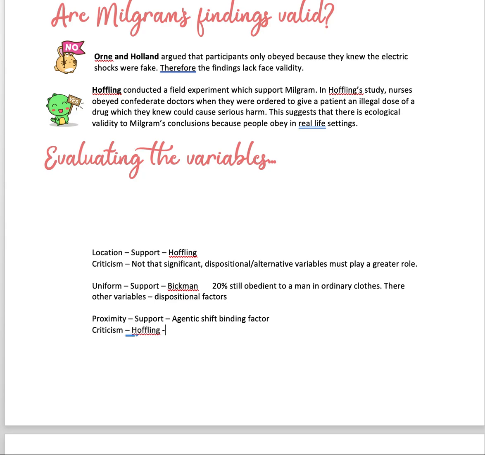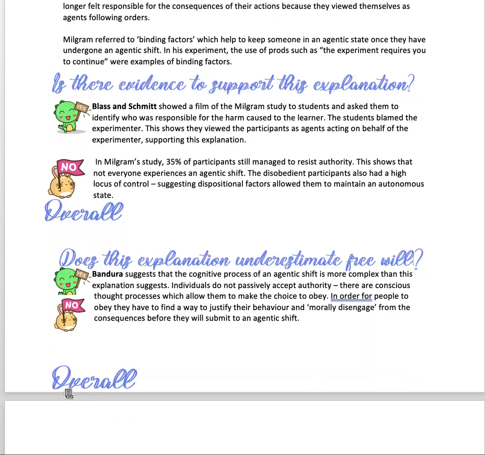And then the criticism for proximity, you can use Hofling, and you can say that the doctors gave the orders over the phone and the nurses still obeyed. So they don't need to be in close proximity in order to obey in a real life setting. So therefore, it may not be as significant as Milgram first suggested. There we go.